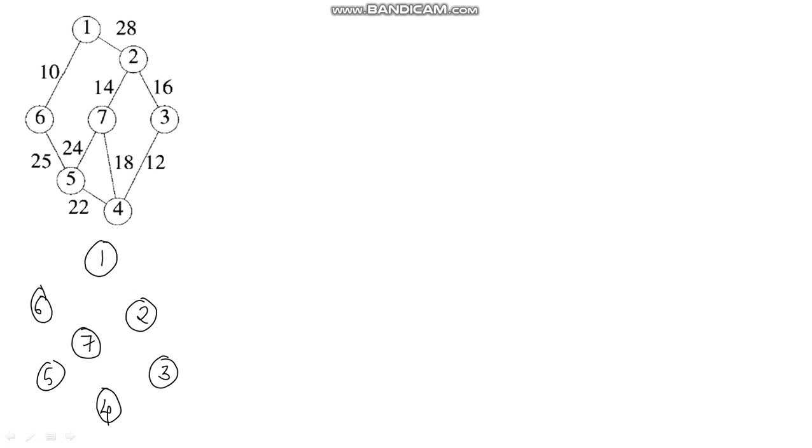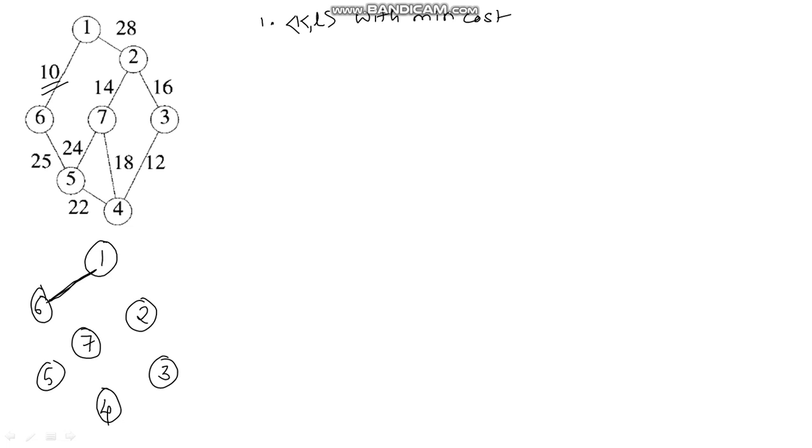Then we will go on adding the edges one by one. The first step is to choose an edge KL with minimum cost. So which is the edge with minimum cost? This is the edge with minimum cost. So this is the first edge added.